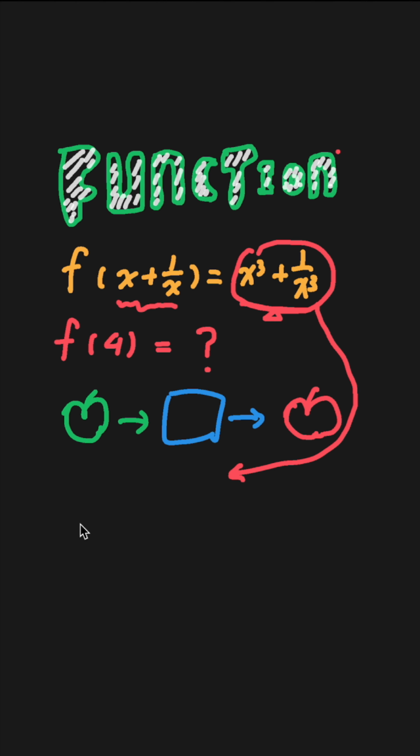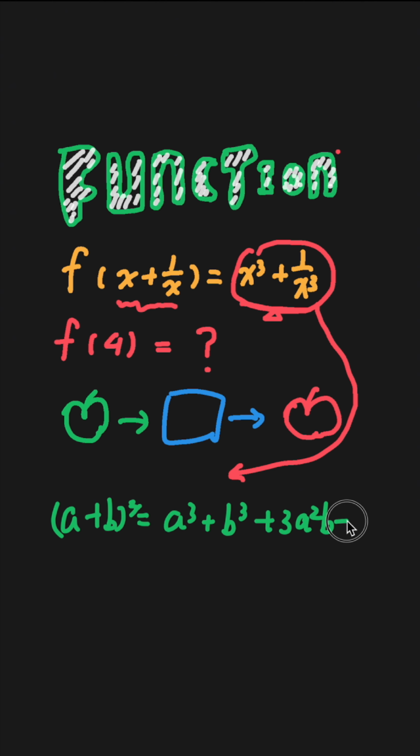For example, let's just write the formula down. (a + b) cubed is equal to a cubed plus b cubed plus 3a squared b plus 3ab squared. Yes, we can consider x cubed as a cubed and 1 over x cubed as b cubed. All right, we can do it backwards to isolate this part out.